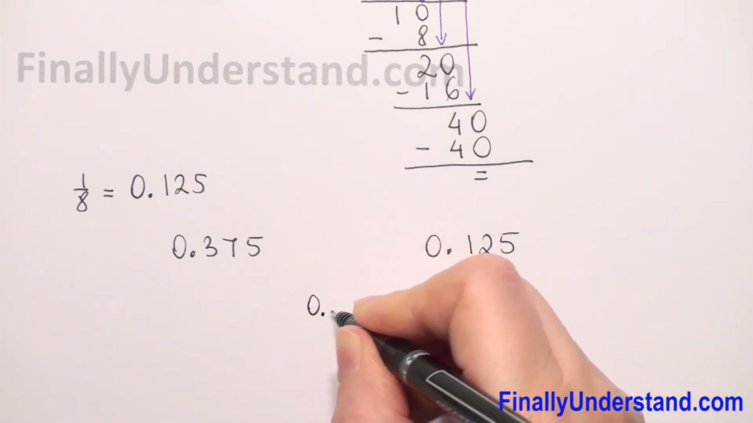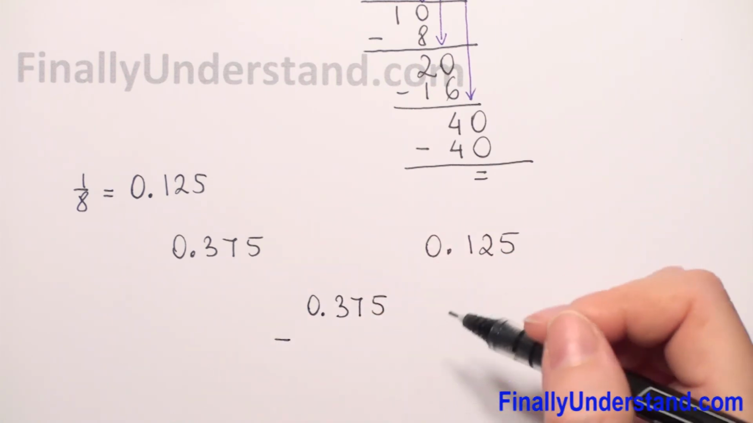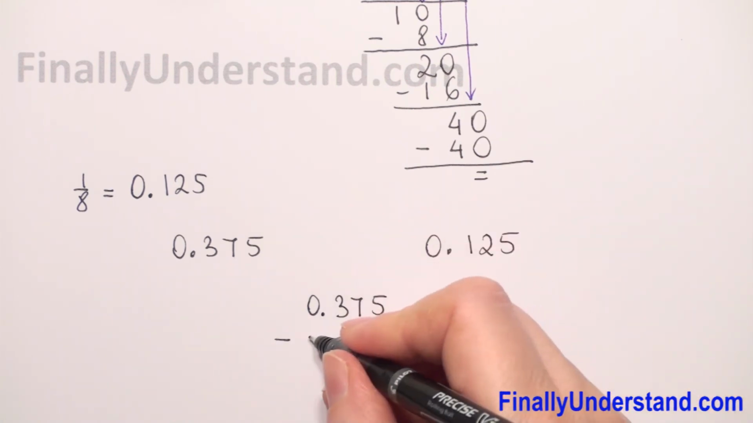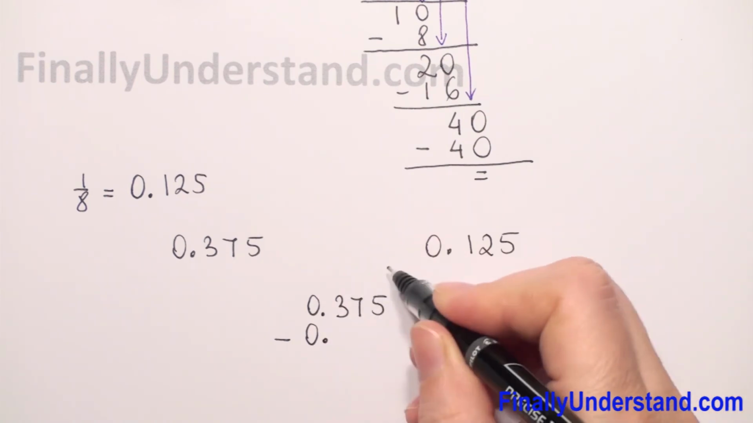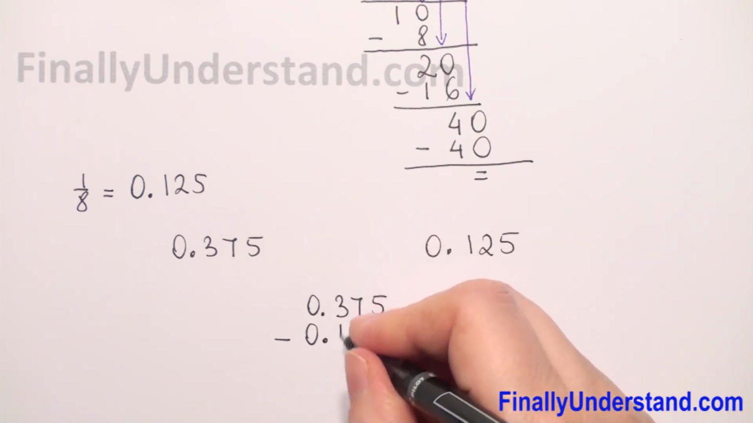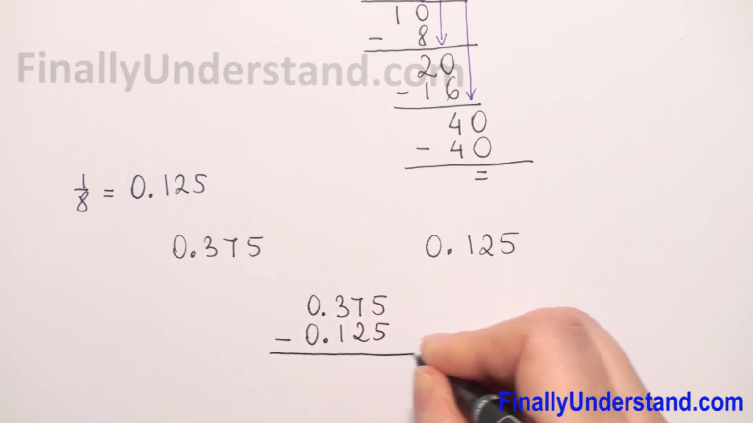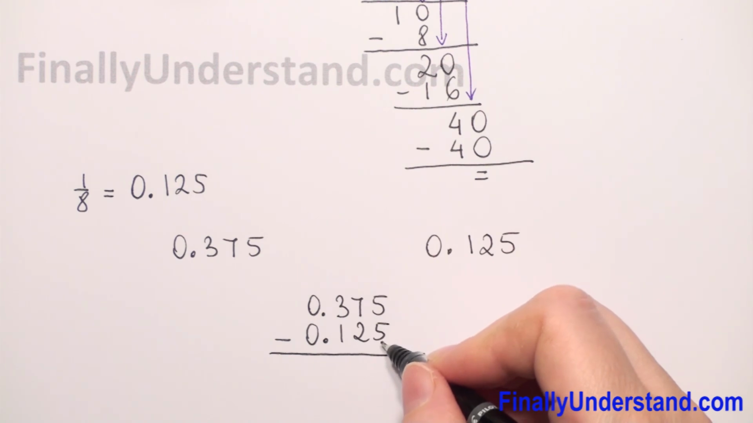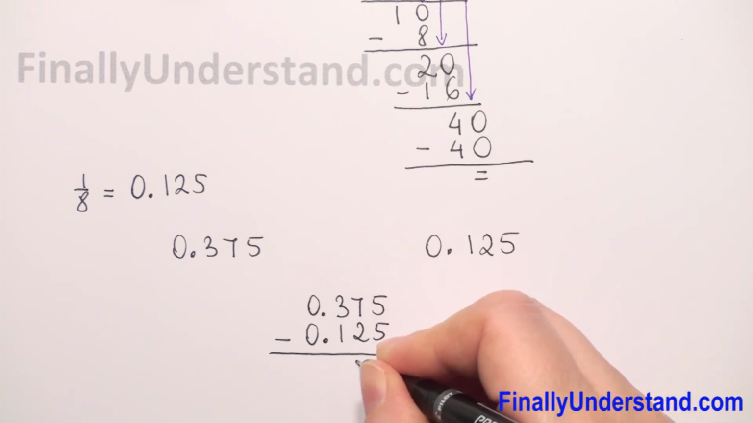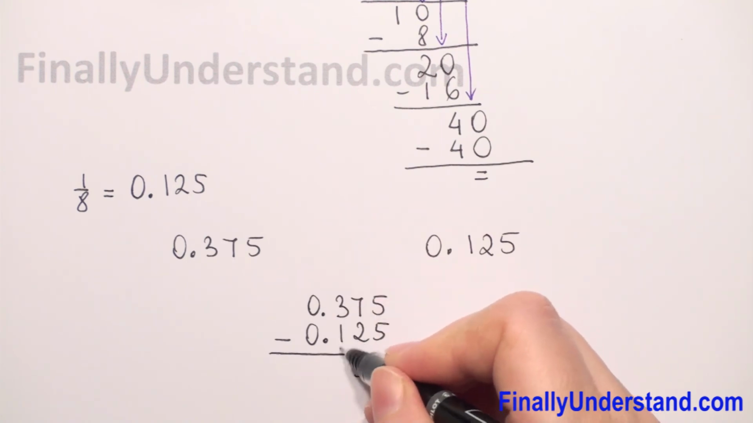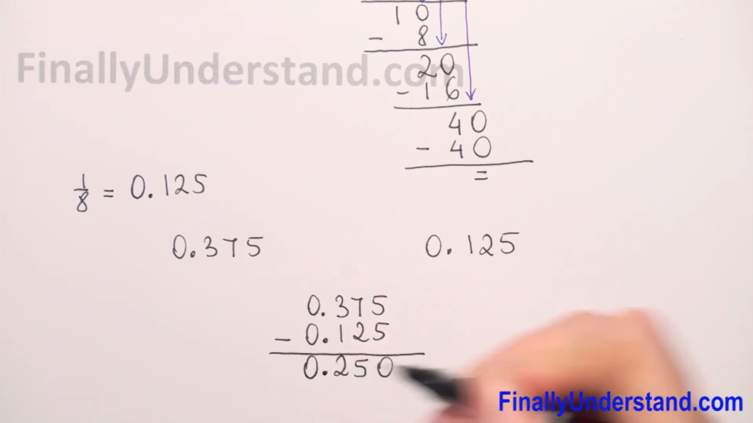We have 0, decimal point 375, minus. We have to keep the same column. The decimal point must be in the same column. Tenths, hundredths, thousandths in the same columns. 1, 2, and 5. And we do subtraction. 5 minus 5, we start from the last column, is 0. 7 minus 2 is 5. 3 minus 1 is 2. We copy the decimal point. 0 minus 0 is 0.